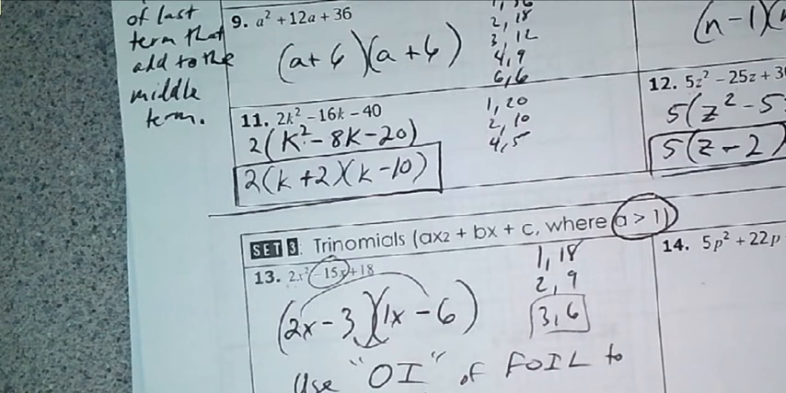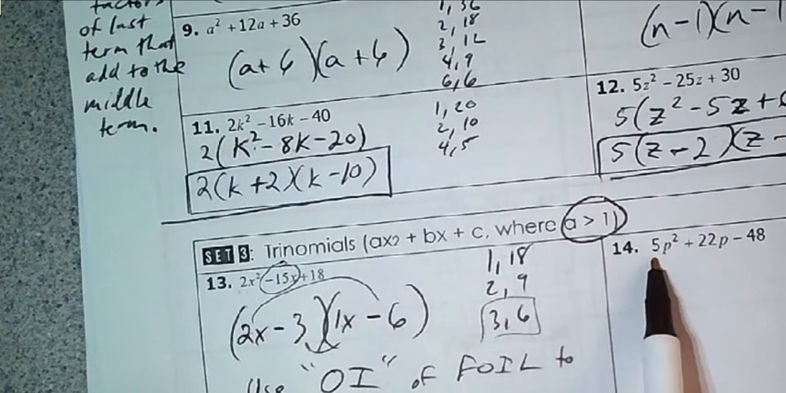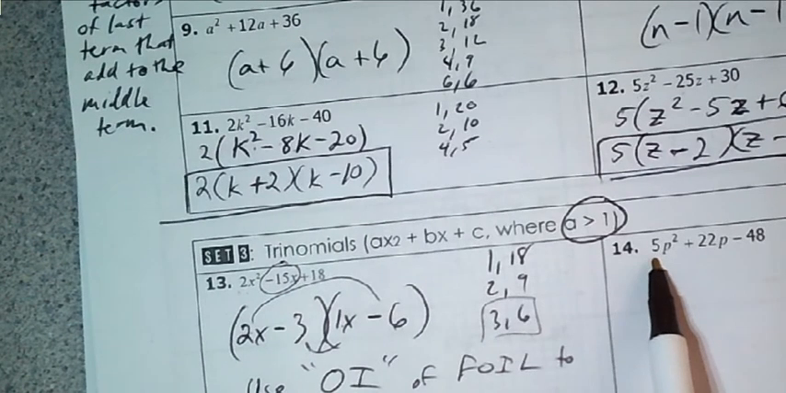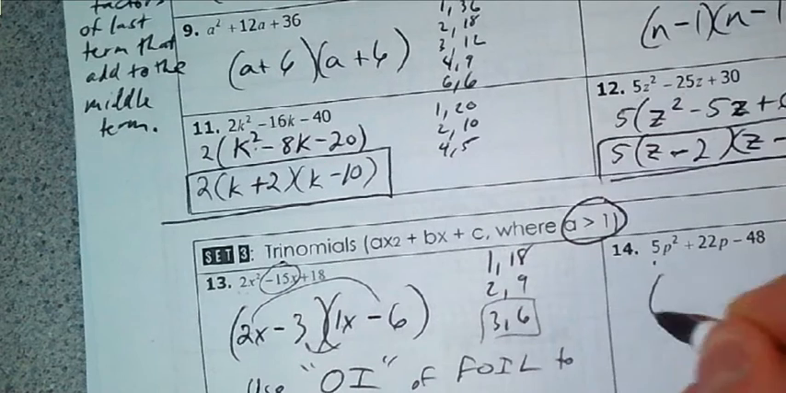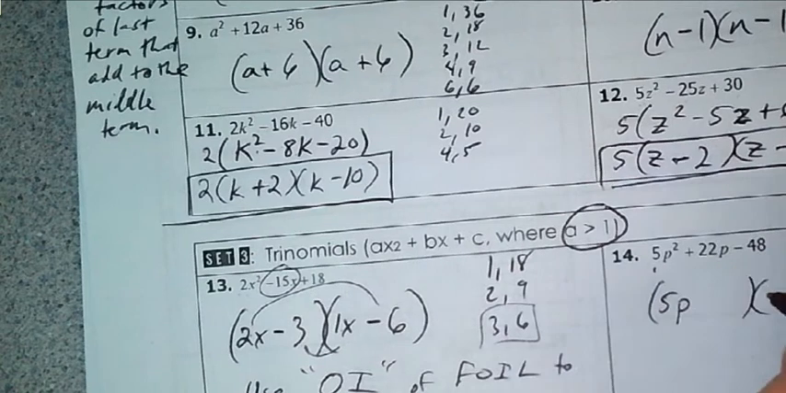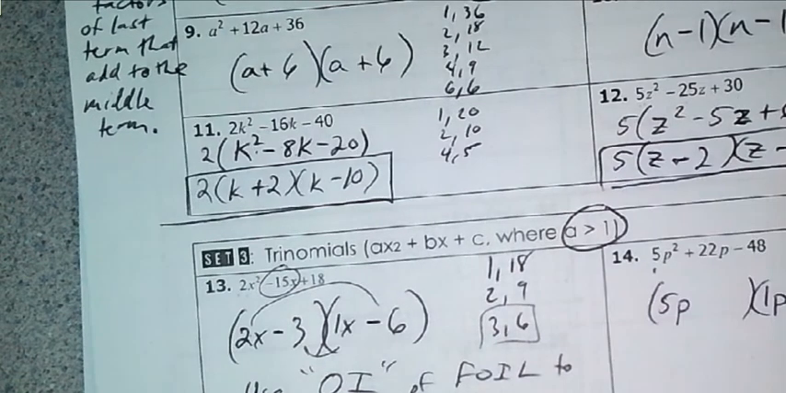All right, good. Now, the first thing we ask is if 5 is a GCF. Is it? No. So we're going to break it up into 2 sets of parentheses since there is no GCF. 5x, and then 5p, and then 1p. Good.